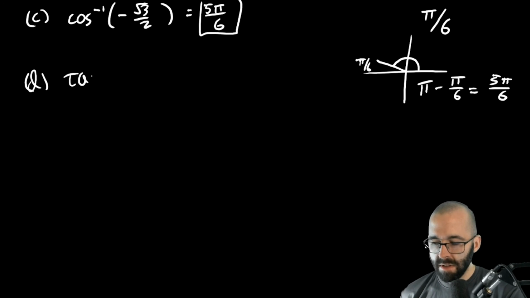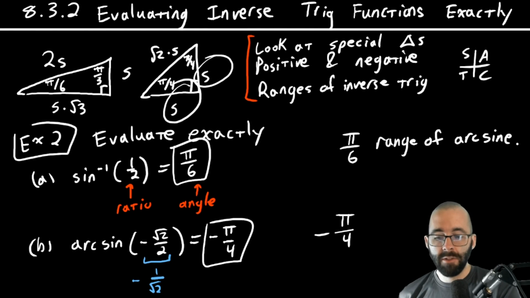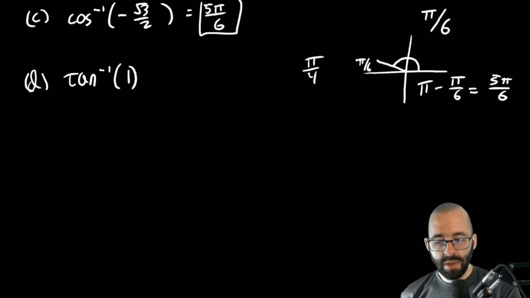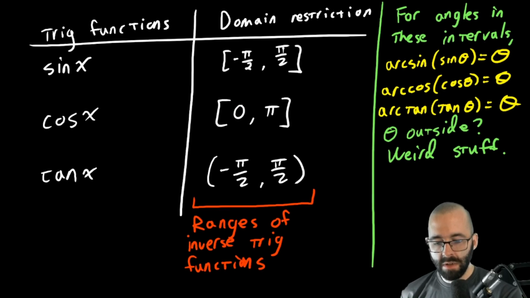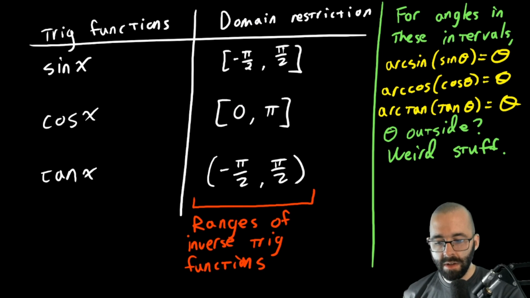And let's do part D as well. The arctangent, or inverse tangent, of positive 1. Let's consult our special triangles. What angle has the opposite over the adjacent tangent of 1? Pi over 4. So we think pi over 4, but does that give us the right sign? Yeah, pi over 4 would give us something positive. It's the first quadrant. And pi over 4 is in this interval, so we're good to go.